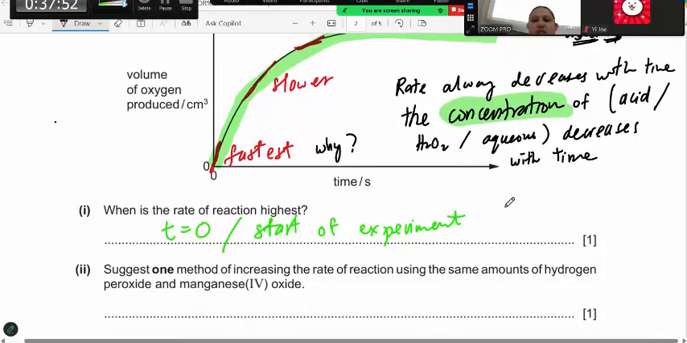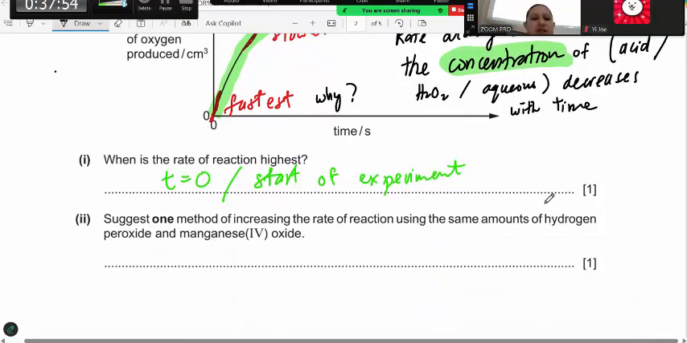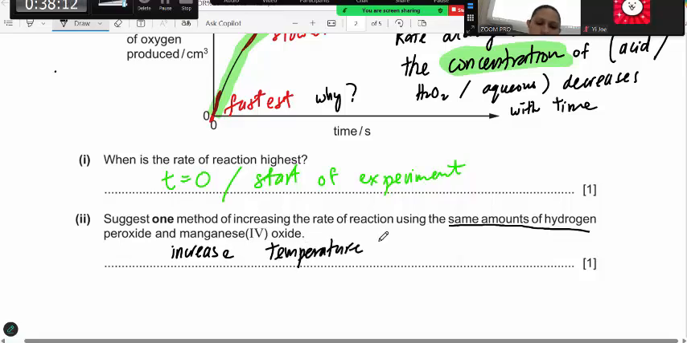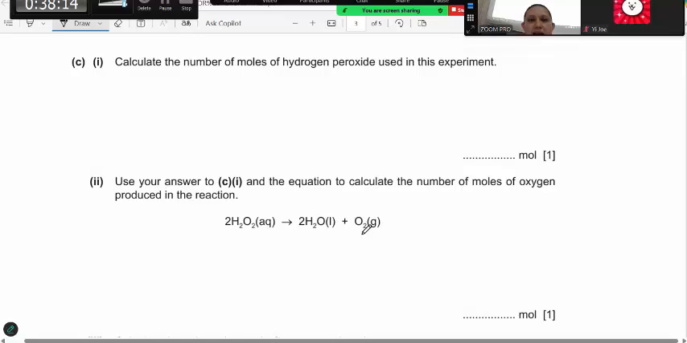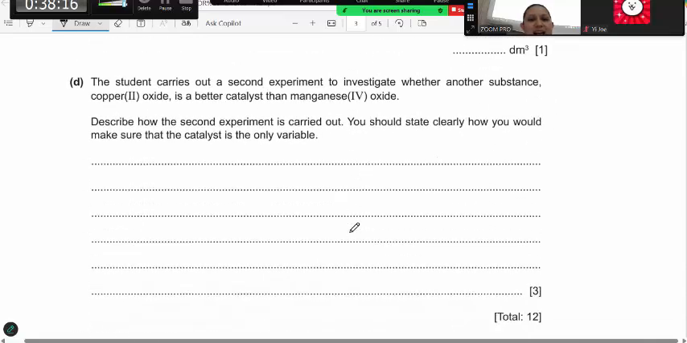Okay. Suggest one method of increasing the rate of reaction using the same amount of hydrogen peroxide. But I want the rate to be faster. What can I increase? Temperature. Yeah. Okay. Increase temperature.